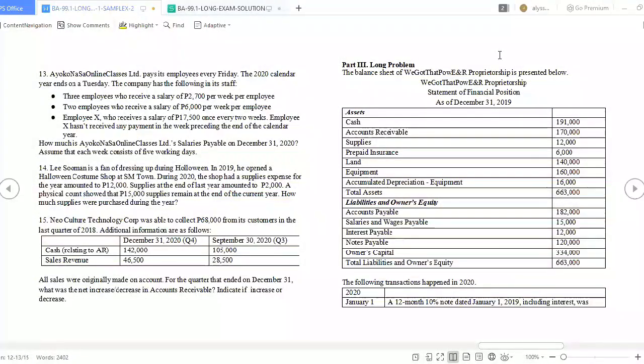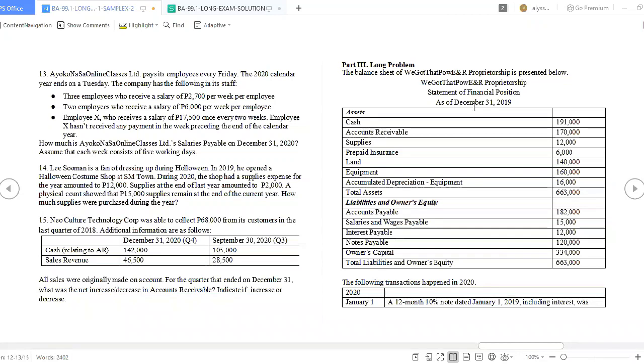So now let's proceed to the long problem. In the long problem, you need to read through first, scan the entire problem so that you'll know how to approach it and find the fastest way to solve it.